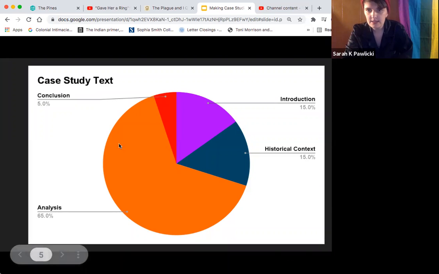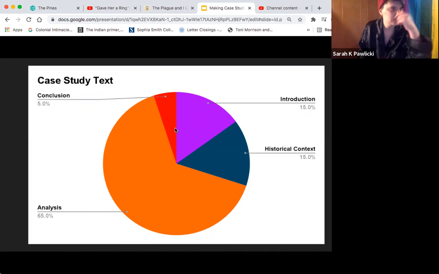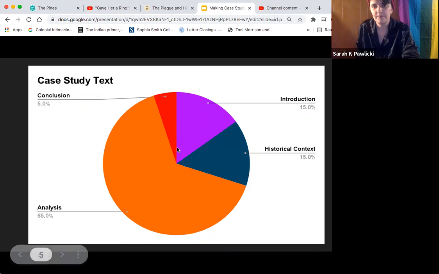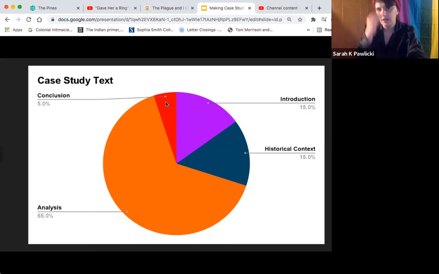The analysis is the bulk of your case study's text, approximately 65%. And the conclusion, where you talk about future directions for the site, interpretive interventions you might suggest, or accessibility-based interventions you might suggest at a physical site, is the smallest section of your case study, usually clocking in at around 5% of your word count.